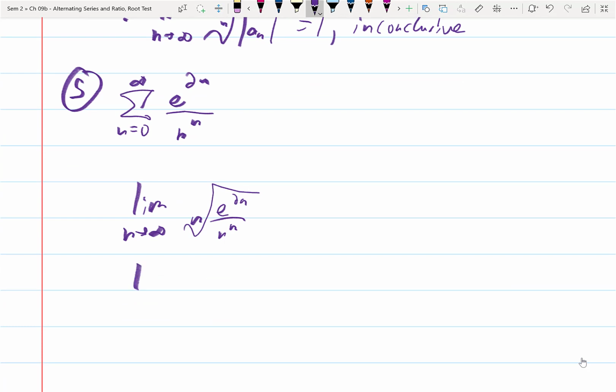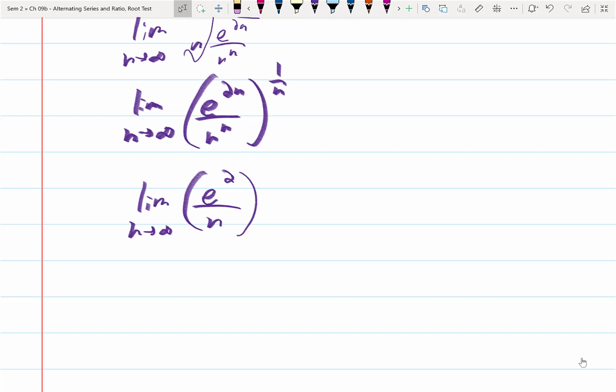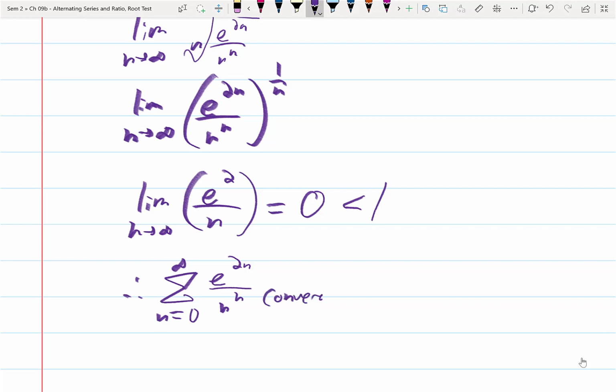which is the same as the limit as n approaches infinity of e to the 2n over n to the n, raised to the 1 over nth power. When you do power of powers, you multiply, so I get the limit as n approaches infinity of e squared over n. And e squared is a constant, so this is equal to 0, which is less than 1. Therefore, the sum from n equals 0 to infinity of e to the 2n over n to the n converges absolutely by the root test. And we'll stop there.